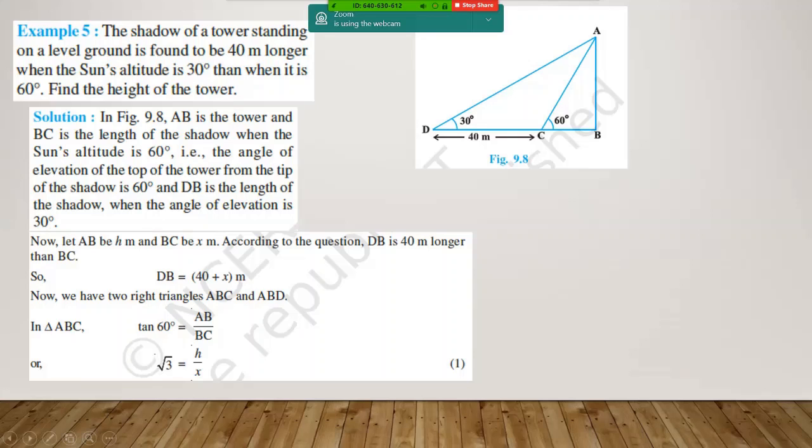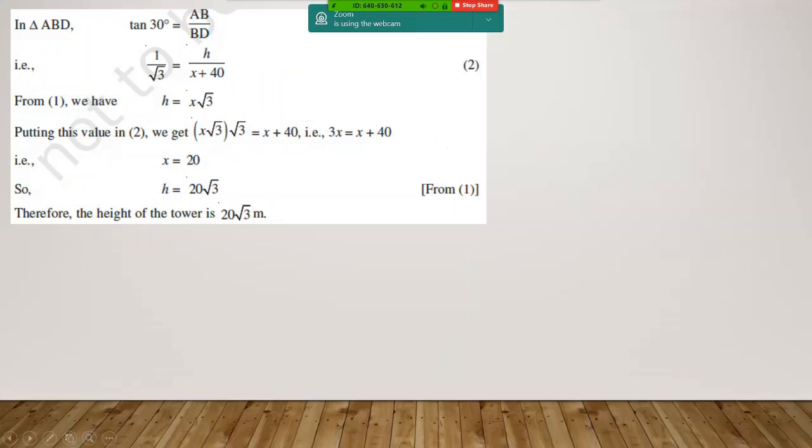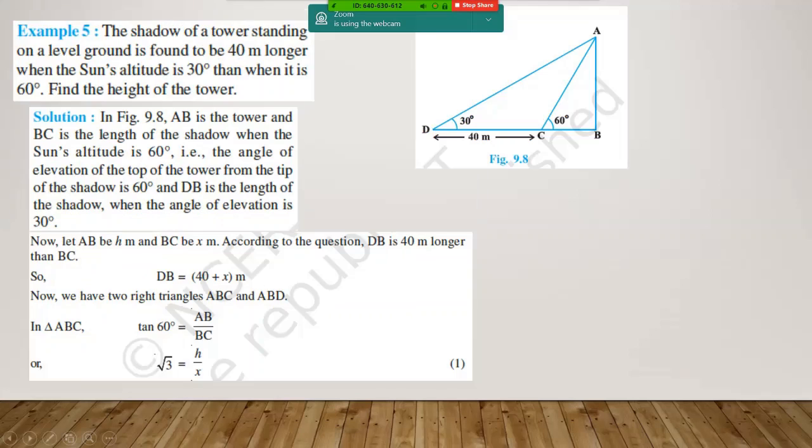In the first right angle triangle, tan 60 is AB upon BC. So tan 60 is root 3. So root 3 is equal to H upon X, all in terms of unknowns. So we found the relation between H, the height, and X, which is BC. Moving ahead, now looking into the big triangle, tan 30. So tan 30 is how much again? AB upon 40 plus X.